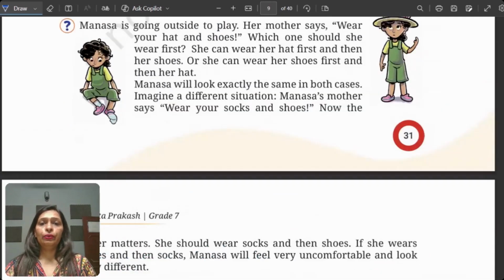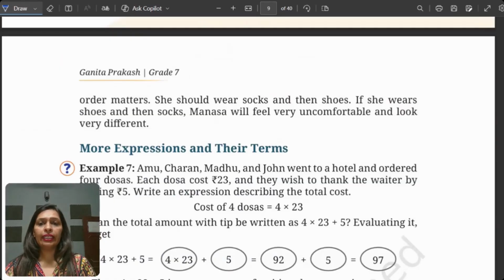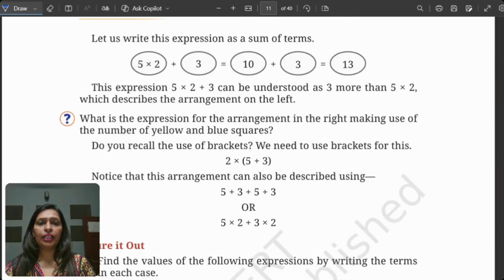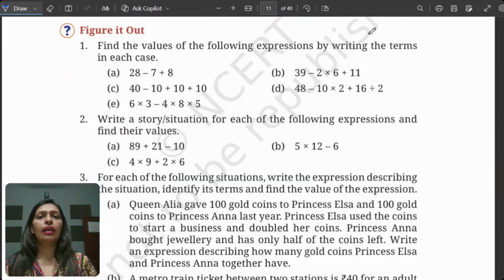Okay, now we are going to go directly to the Figure It Out questions that are given on page number 34. Okay, so these are the Figure It Out questions, you can check here. First question, let's begin here. First question is, find the value. Now we have to find the value of the expressions by writing the terms. In the previous video we have seen how to write the terms, so you can write accordingly. What are the terms? It is 28 comma minus 7 plus 8.